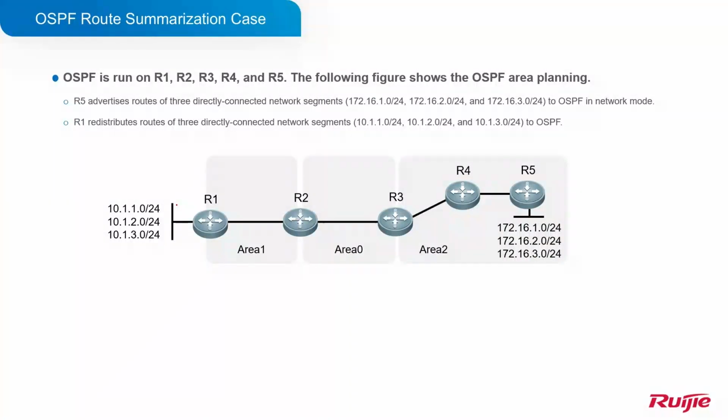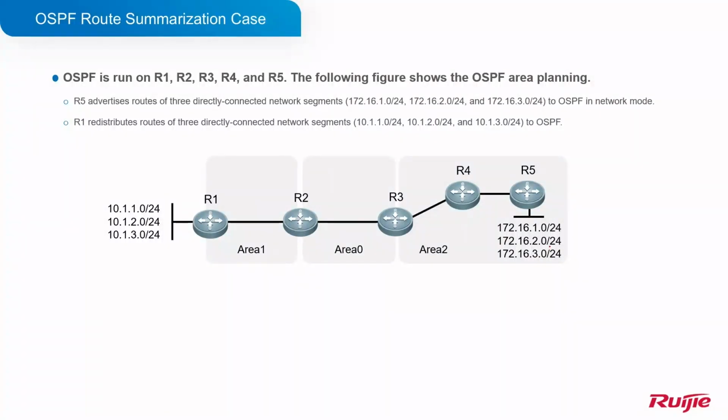The R1 has the segments 10.1.1.0, 10.1.2.0, and 10.1.3.0. So there are 3 detailed routes on R1. And on R5 we have 172.16.1.0, 172.16.2.0, and 172.16.3.0. These are 3 detailed routing entries.